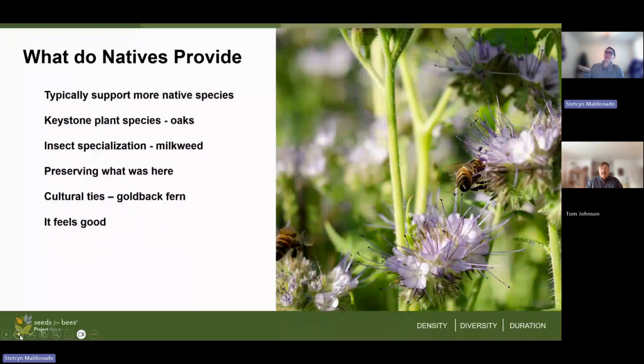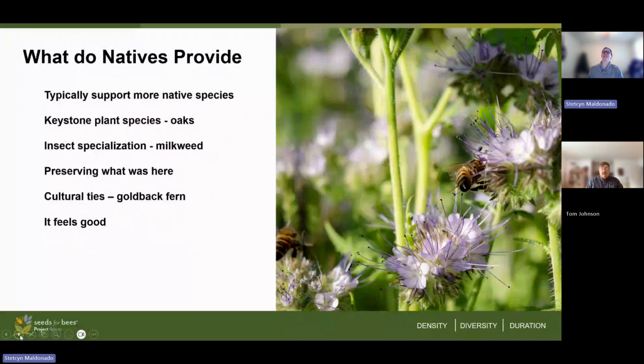And then it feels good. It feels good because you're making a difference, you're doing something that most people aren't doing, and you're adding to your environment in a way that is beneficial. So there's definitely the feel good aspect of having natives on your property or in your farm system. Most of my front yard plants are natives.